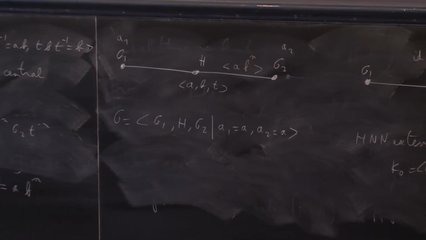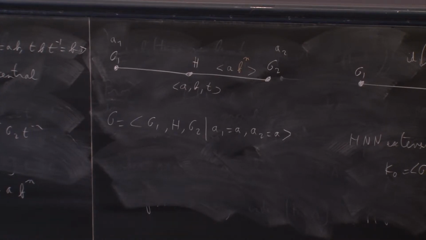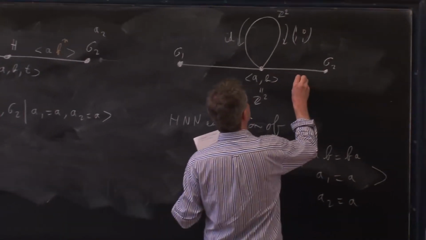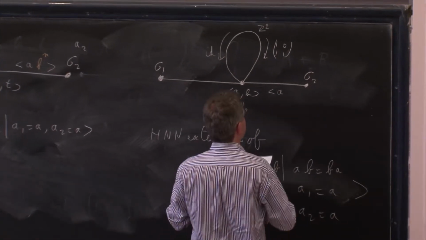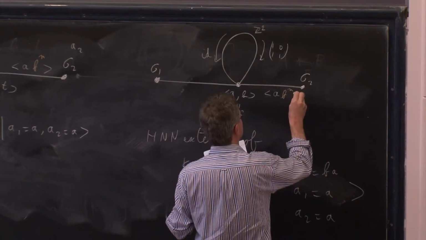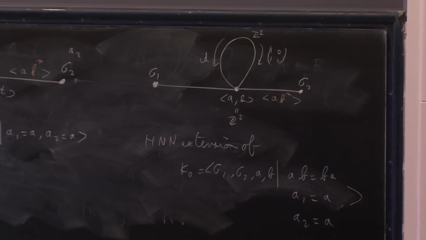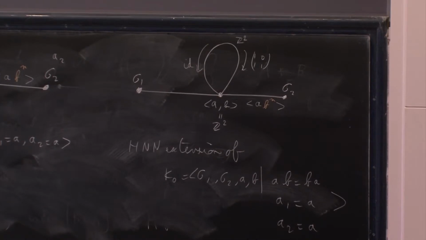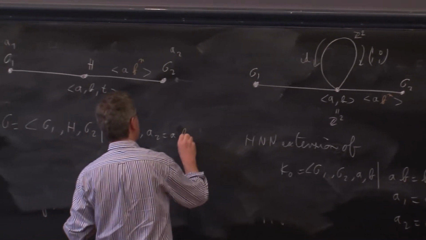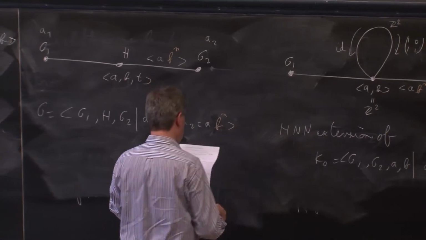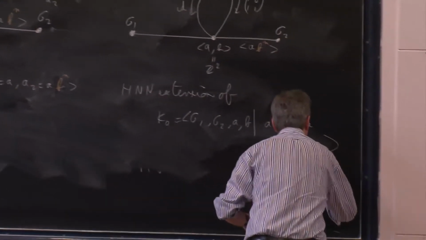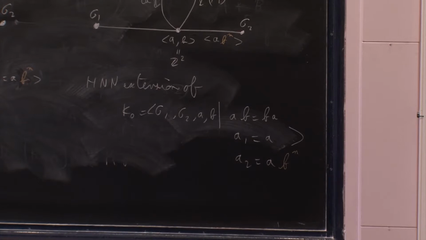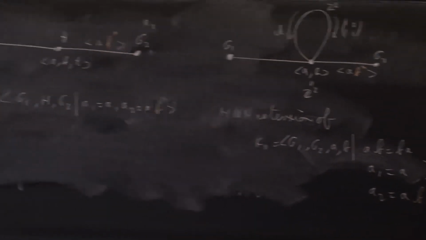I'm using the orange to show you what changes with n. So what changes here is this. And similarly here, the edge group was A, and now it becomes A B to the n. This is what changes in these pictures. And in the presentations, what changes is that the relation now is A B to the n. And similarly here, it's A B to the n. So in this way, I have infinitely many splittings of the group.